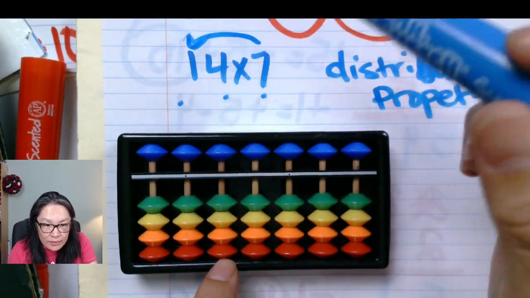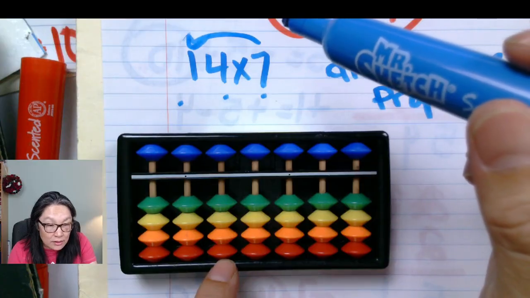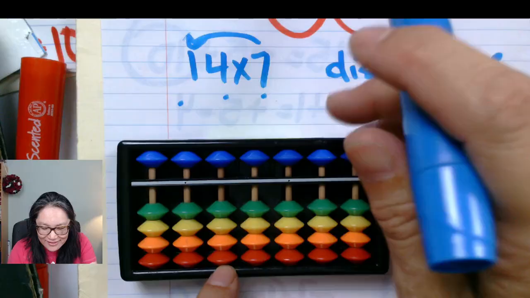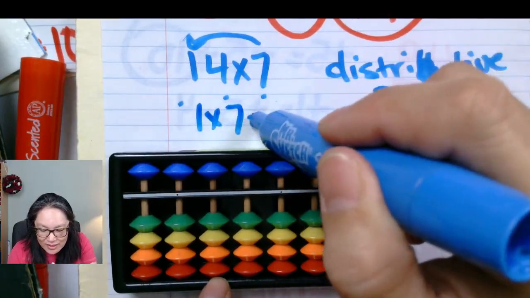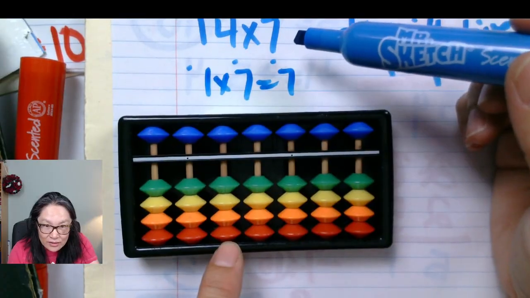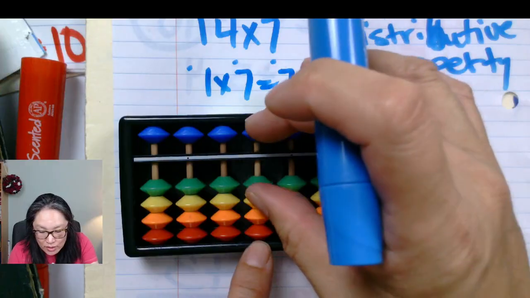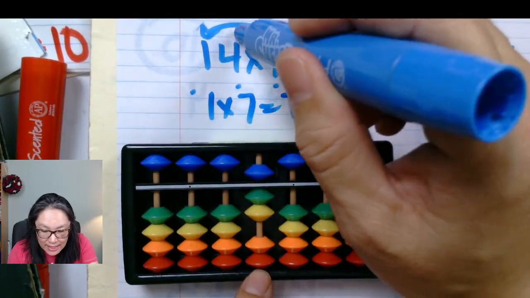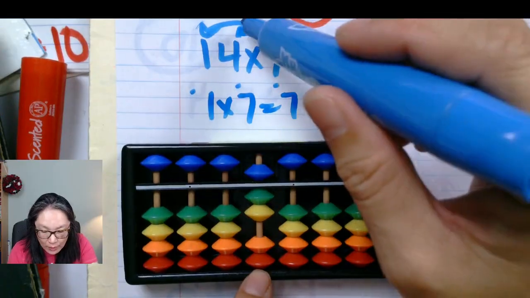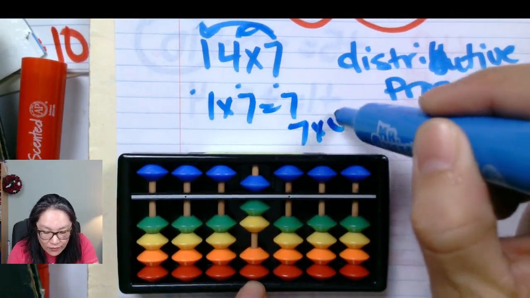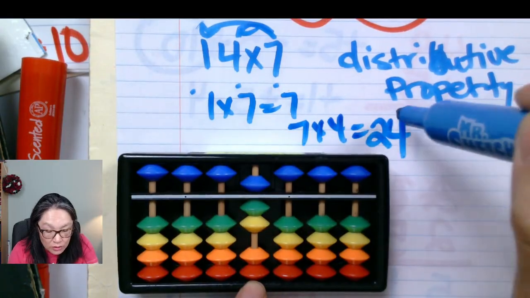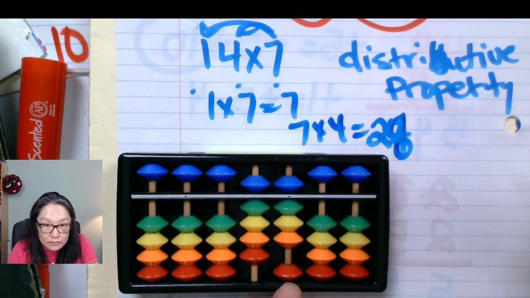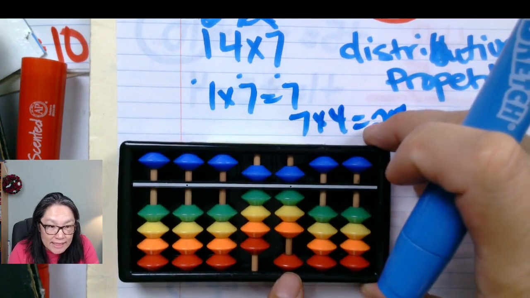So 1, 2, 3. We're going to do 7 times what country? The United States of America. Thank you, Yana. 7 times 1 is equal to 7. 7 is a single digit, so I go back one column and I add the 7. Yes, exactly, and that's what distributive property is. So 7 times 4 is 28. I add my 2 and I add my 8. So my final answer is 98.